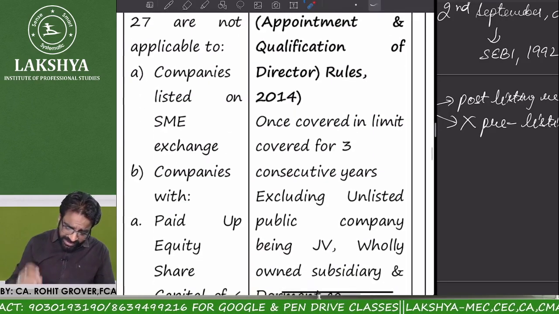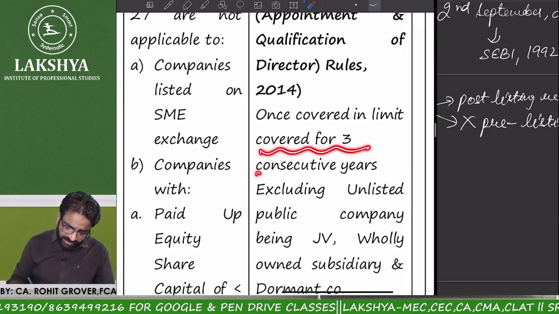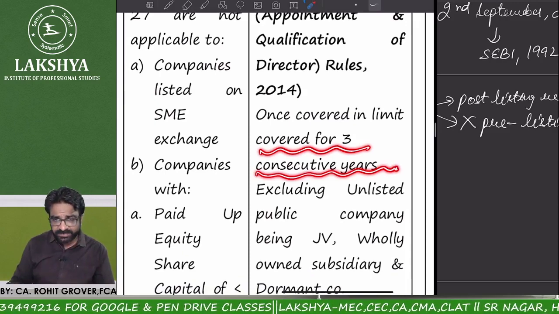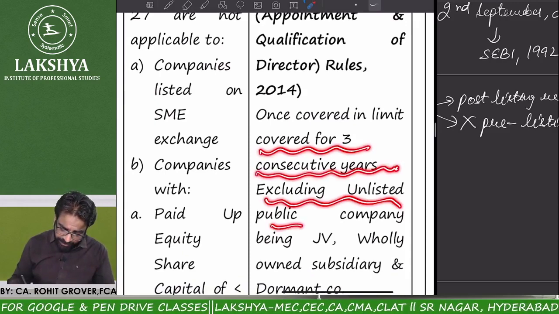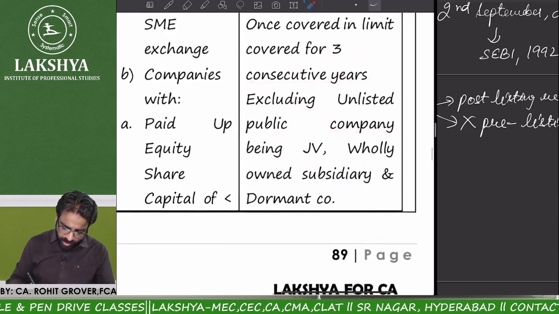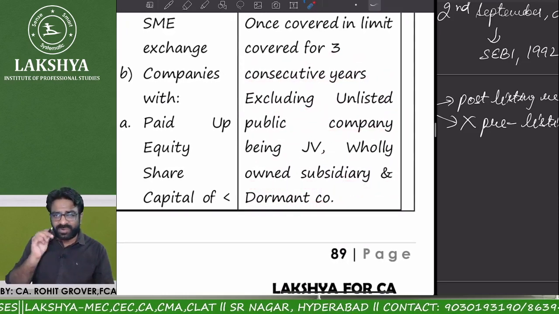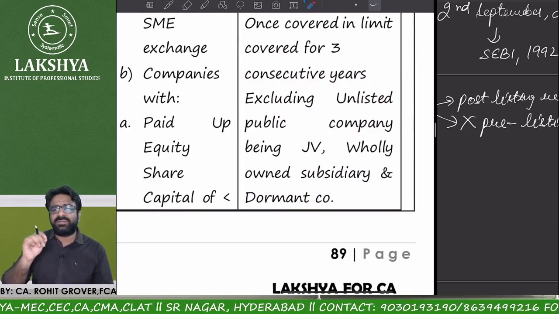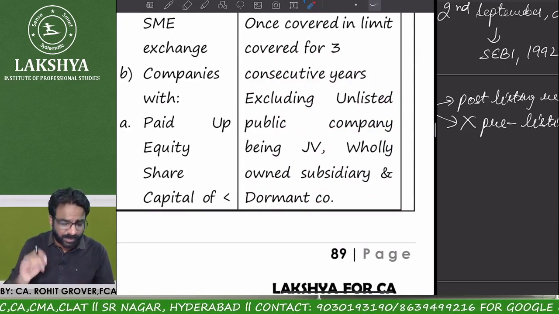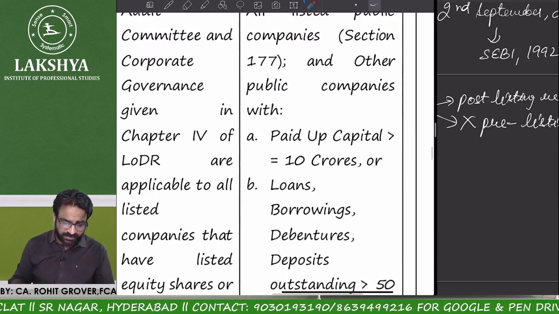So once covered in the limit, it is covered for the 3 consecutive years, excluding unlisted public companies being joint ventures or wholly owned subsidiaries and dormant companies. So once you are covered, it is covered for the 3 consecutive years. Are you getting the point or not? So listen to this very, very carefully.